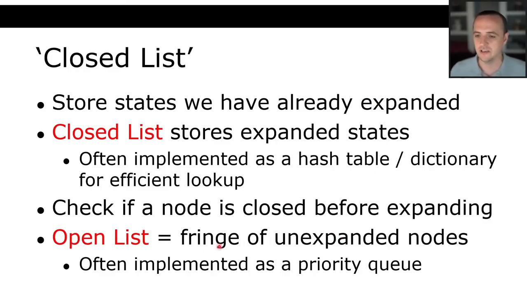And so we used to call this thing the fringe, but now because we call this thing the closed list, we're going to call the fringe the open list. Okay? So we have an open list and we have a closed list. The open list is the fringe of things that we need to select from in order to continue our search, and the closed list is a list of states that we don't want to visit again.